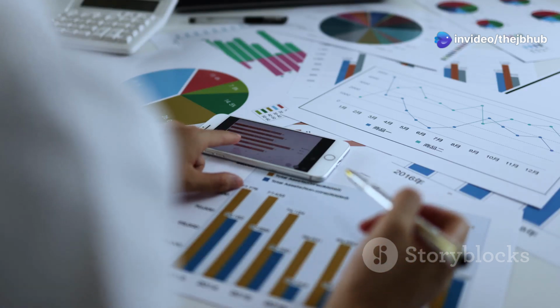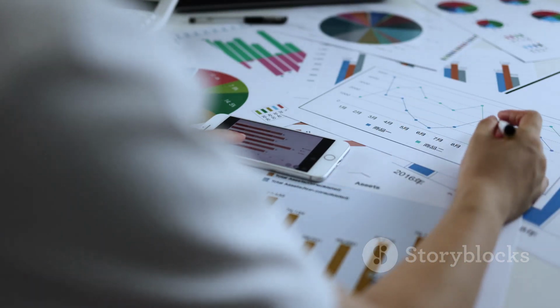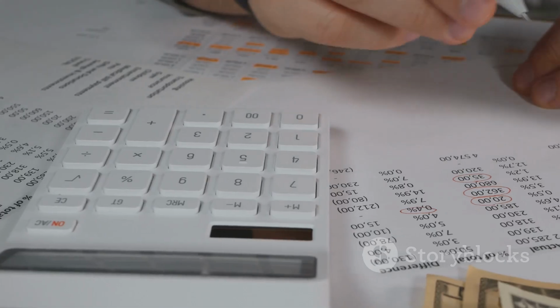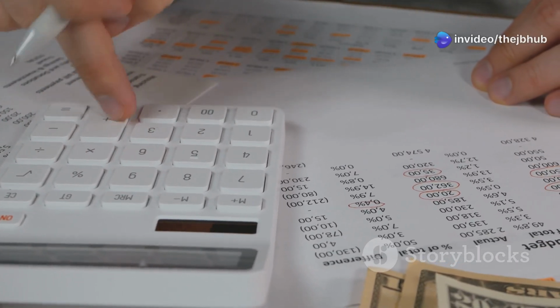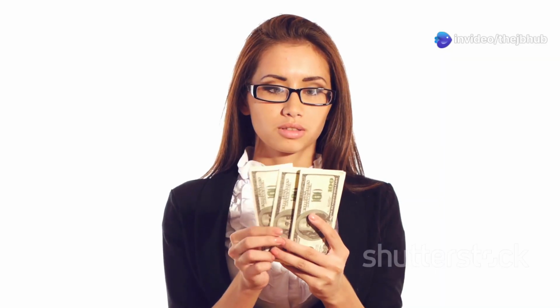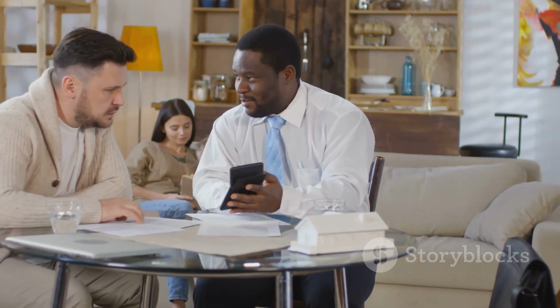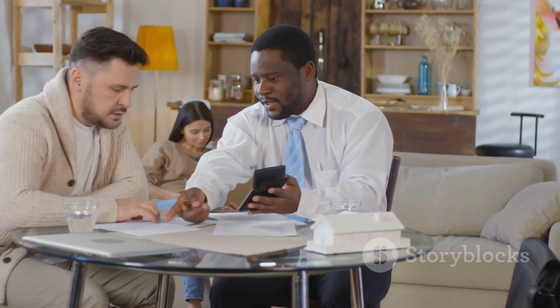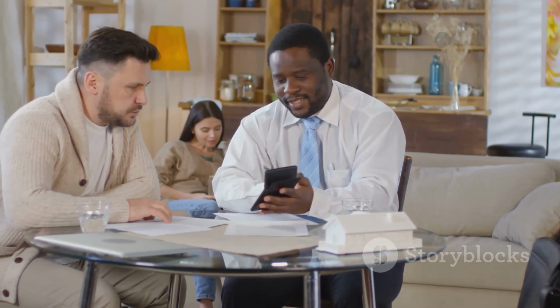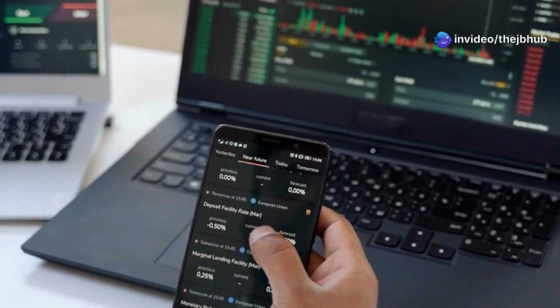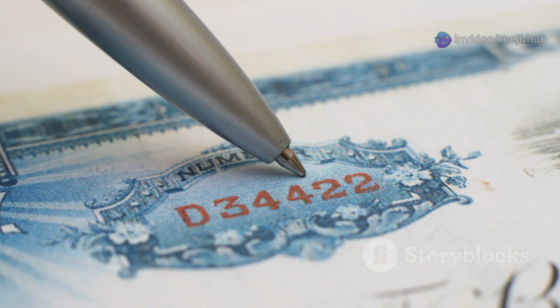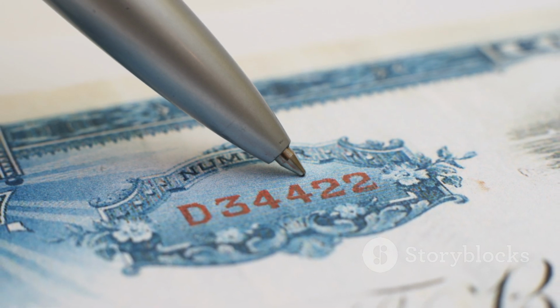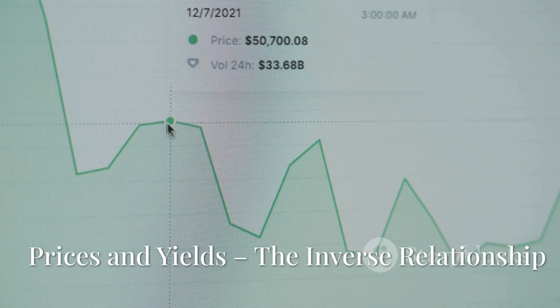Example 1. If a client purchases a 6% corporate bond and pays $875, she will receive $60 per year. $1,000 times 6% equals $60. Example 2. If a client purchases an 8% corporate bond and pays $1,000, she will receive $80 per year. $1,000 times 8% equals $80. Example 3. If a client purchases a 9% corporate bond and pays $1,100, she will receive $90 per year. $1,000 times 9% equals $90.